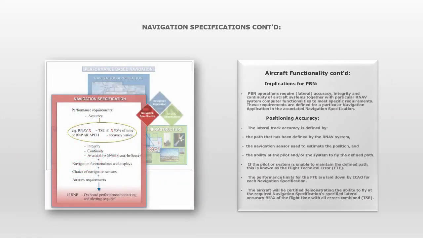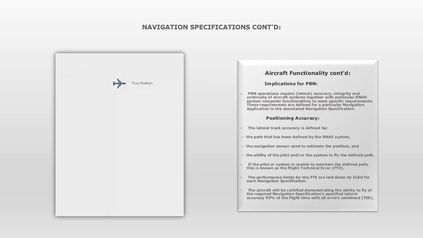Aircraft functionality. Continue. Implications for PBN. PBN operations require lateral accuracy, integrity and continuity of aircraft systems together with particular RNAV system computer functionalities to meet specific requirements. These requirements are defined for a particular navigation application in the associated navigation specification.